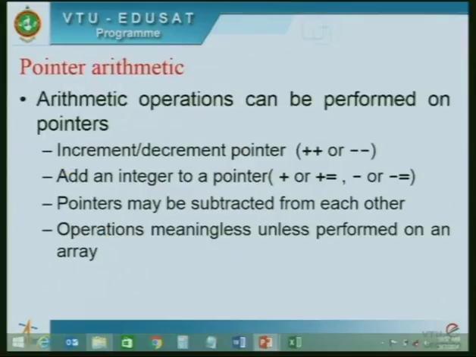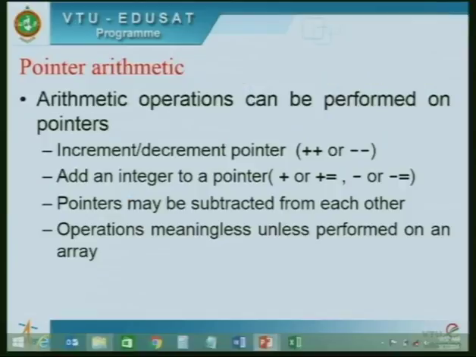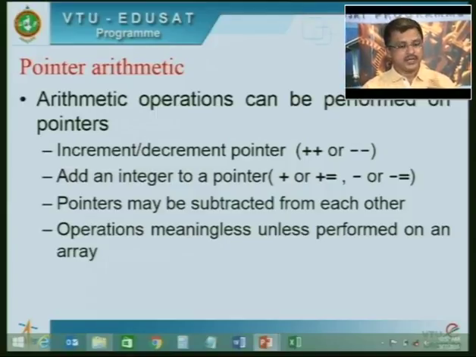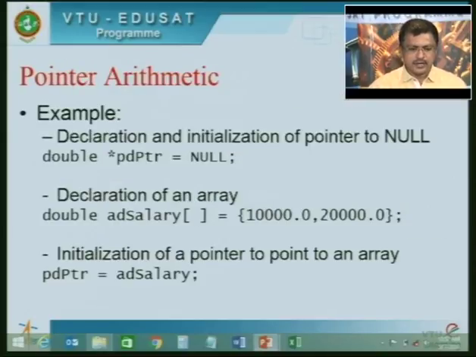So, for all arithmetic operations, that is the manipulation the compiler does. Now, add an integer to a pointer. If I try to add 1, what will happen? It will add 1 multiplied by the size of the data type. If I subtract, same thing. If I multiply, it is the same thing. So, pointers can now be added and subtracted.